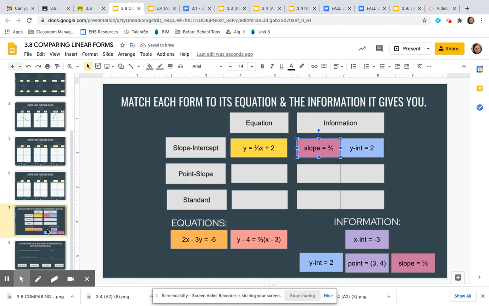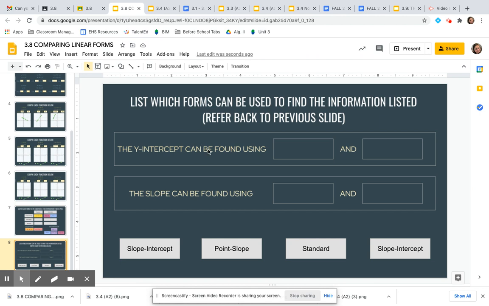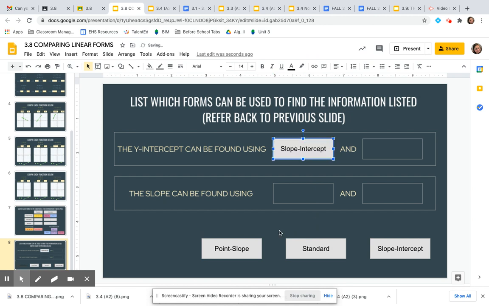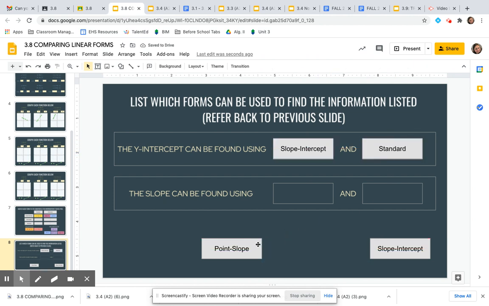Fine. Okay, so you're going to fill in all of this table, and then over here, the y-intercept can be found on, well, obviously slope-intercept, because it's got the word intercept in it. And then the other one that tells you the intercepts, and it gives you the x-intercept and the y-intercept, is standard form. And then the slope, well, both of these have the word slope in them, so guess what? These two are going to go right there.